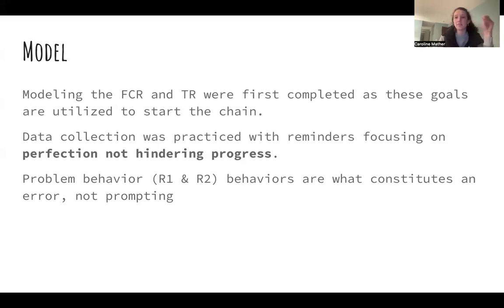The data collection process for the programming was also somewhat problematic, as it was different from what we typically do. We aren't looking for them to be 100% accurate and independent with the FCR and TR, but instead we're looking for no problem behavior to occur. If there was an R2 behavior or an R1 behavior, then we reset, and we're looking for three trials in a row of no behavior. So it was a mindset shift, continually reminding them it's not about perfection. It's not about complete independence. It's about accepting the prompt. It's about not having problem behavior as our benchmark for progressing to the next step.